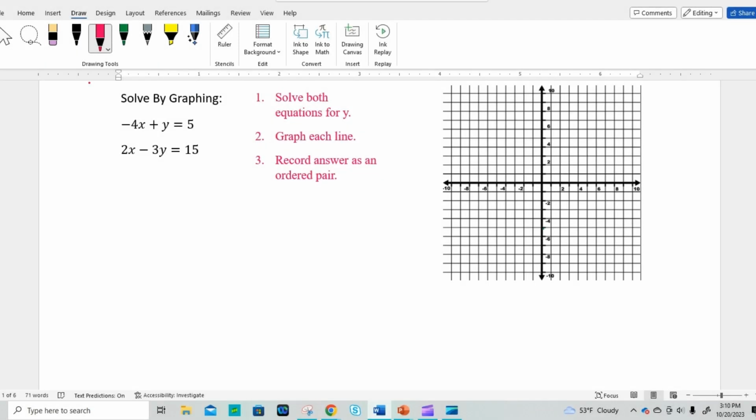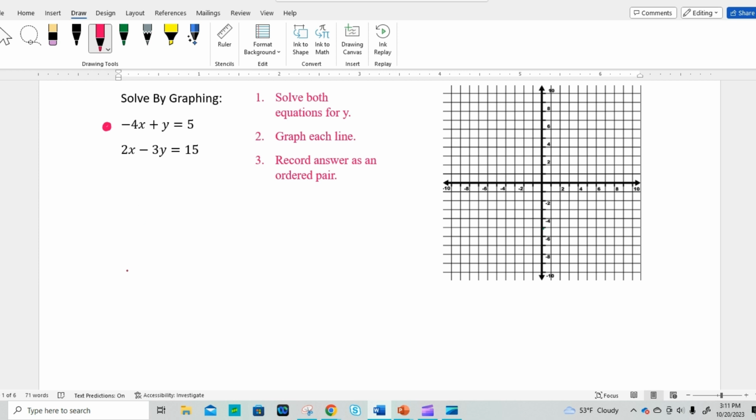Okay, here's our first example of solving a system of equations by graphing. I have my two equations here, negative 4x plus y is equal to 5, and 2x minus 3y is equal to 15, and my directions. The directions are not something that would necessarily appear on a test, so you would have to know to solve for y in both equations, graph each line, and then record each answer as an ordered pair. I find it useful when you're practicing to have the directions in front of you. So the first thing I have to do is solve both equations for y.